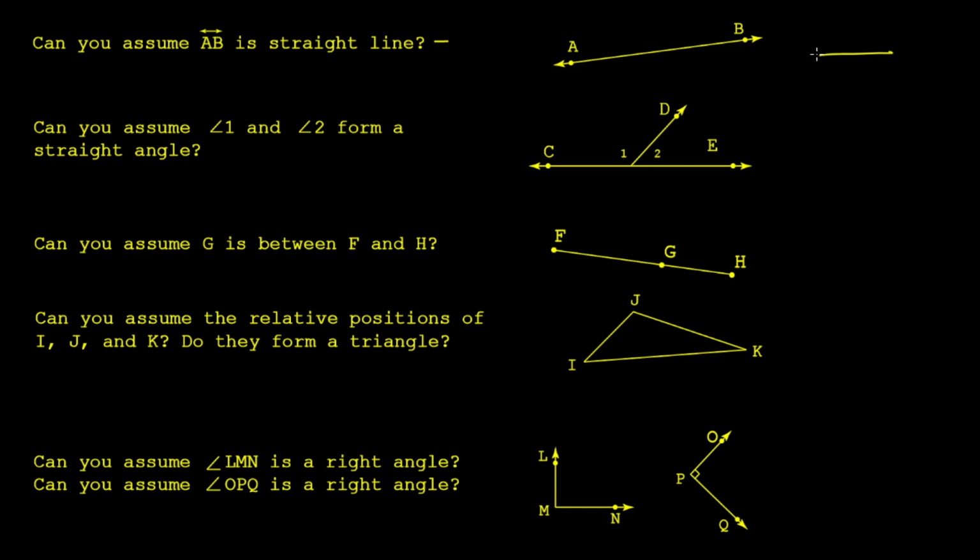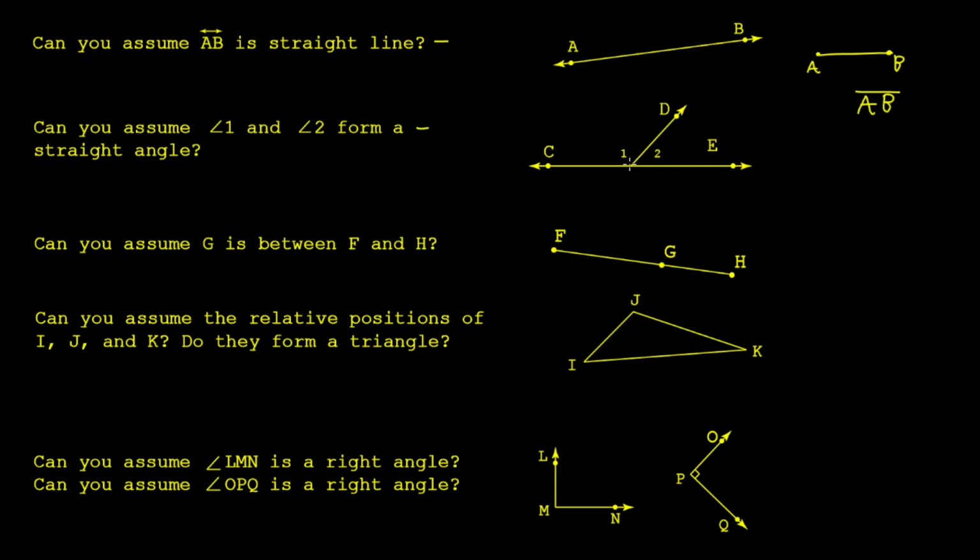We could also have a line segment. If we did that, A and B, then we would call that line segment AB. Notice no arrows on the ends. Next, can you assume that angle 1 and angle 2 form a straight angle?